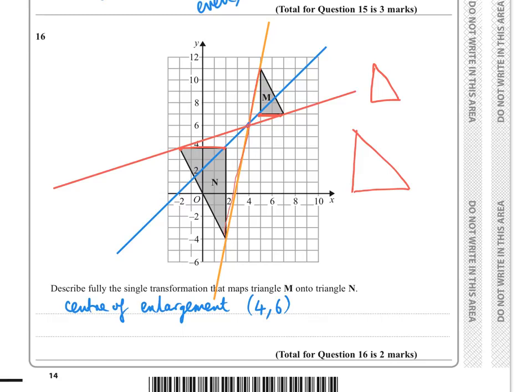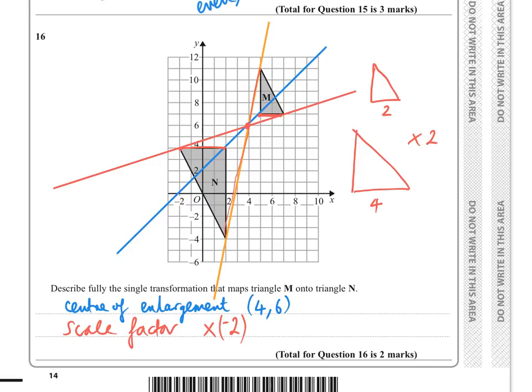So it's going to go through this focal point here, or the centre of enlargement, and it's going to be therefore negative. So we know that that was 2 and that was 4, so we know we could say times 2, but I'm afraid that would be wrong. So the scale factor is actually times negative 2, okay?